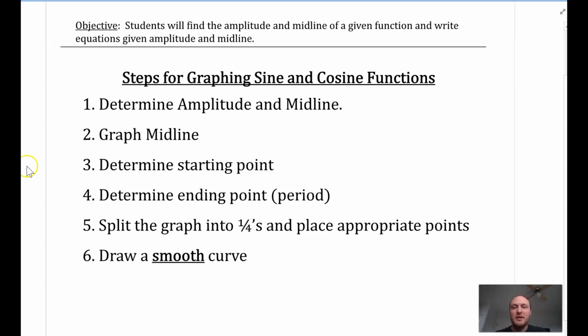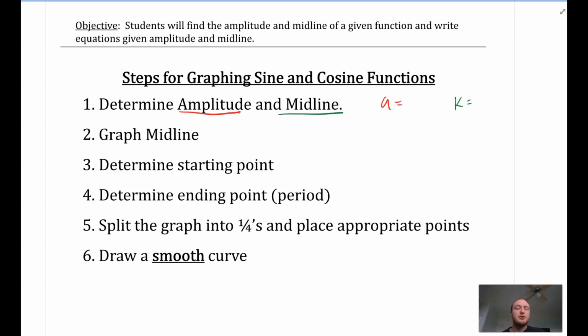Step 1. Determine amplitude and midline. I have to know, okay, what is A, what is K? So we'll write those down. A is equal to blah, K is equal to blah, right? And that's your midline. Step 2, you want to go ahead and graph that midline. I always use that first. I always graph that first, and then that's always my starting point.